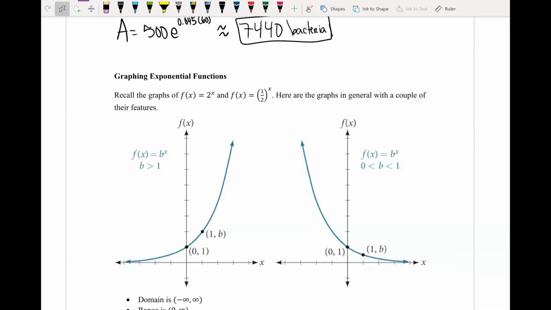In class on Thursday, we will do graphing. So you are off the hook on graphing. We will do this on Thursday.